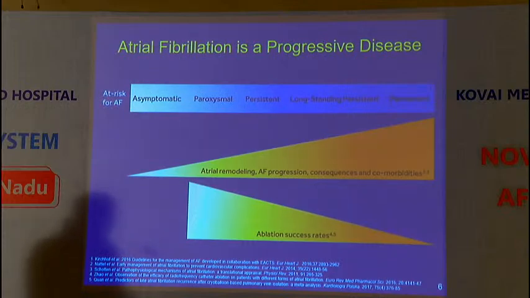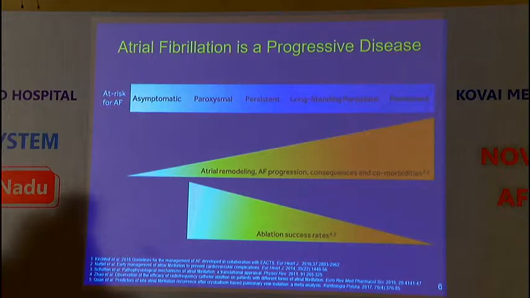This is one side of it. And when you look at the lower one, you clearly see that over a period of time there are a lot of things happening in the atrium at the pathophysiological level. There is a lot of atrial remodeling happening. Slowly AF progresses and ultimately leads to the consequences and comorbidities associated with atrial fibrillation.